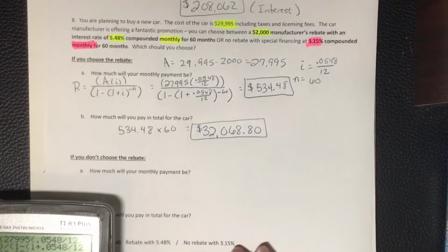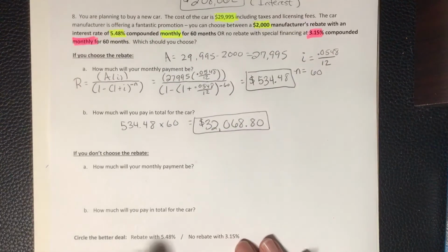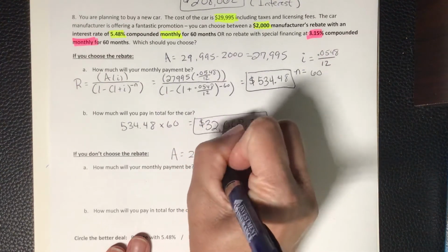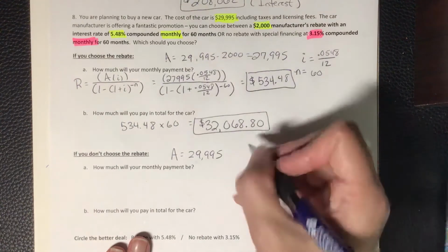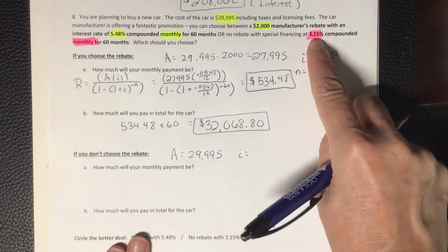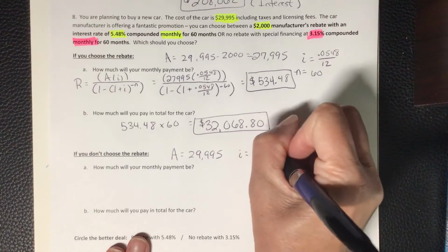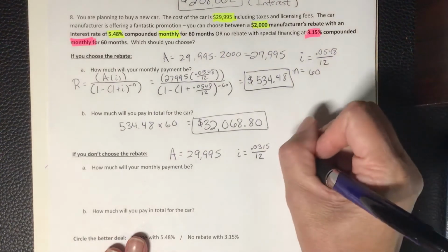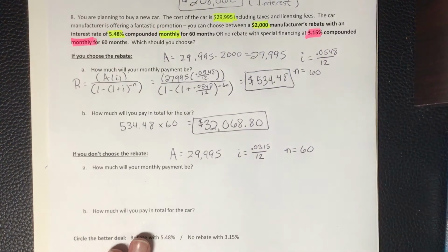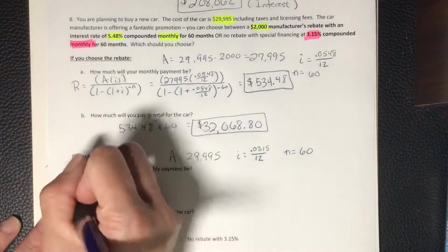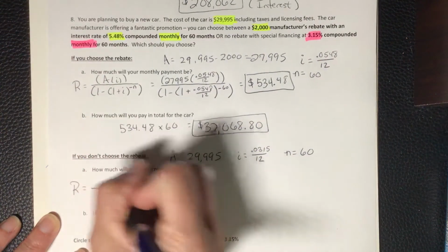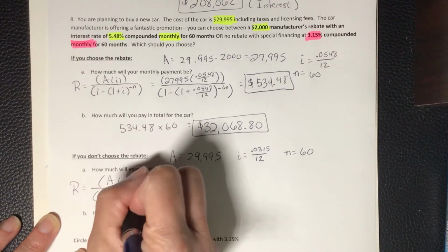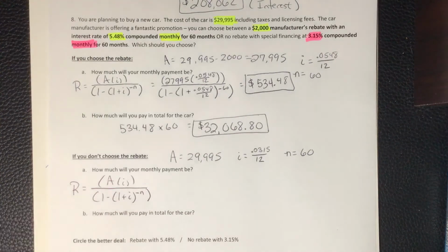All right, so let's suppose you don't take the rebate, but you get the lower interest rate. If you don't take the rebate, you have to borrow the full price of the car, $29,995. But your I, you're going to be using that lower interest rate, 0.0315 divided by 12. Remember, I is R over M. And just like the first part, we're going to make 60 payments, so N is 60. Okay, so we're right back to the same formula that we had before. So I always want you to copy the formula down. You'll feel like you write it down a bunch of times, but that will help you learn it.